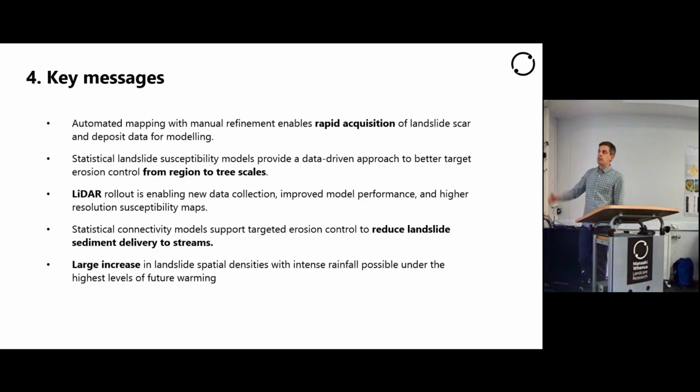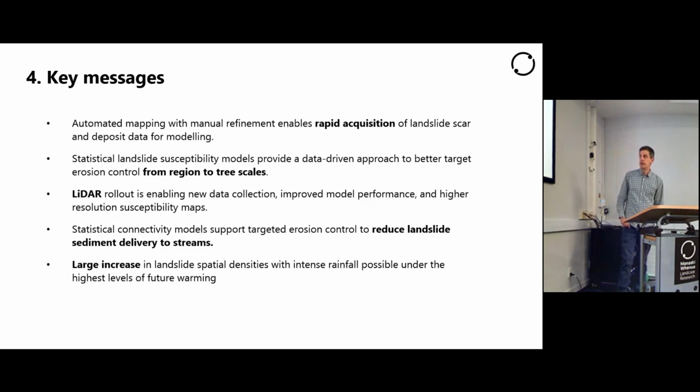And from our analysis, we've seen that there is the prospect of a large increase in landslide spatial densities with intense rainfall under the highest level of future warming. So that's quite concerning in terms of what we might see in the future, which underscores the need for this rapid and widespread rollout of mitigations to build that sort of landscape resilience.